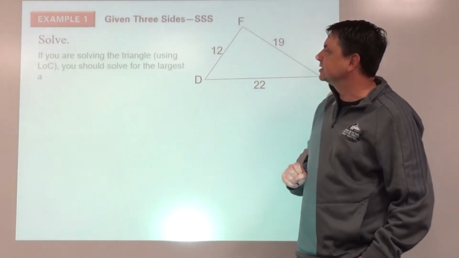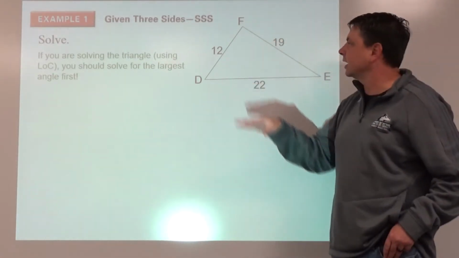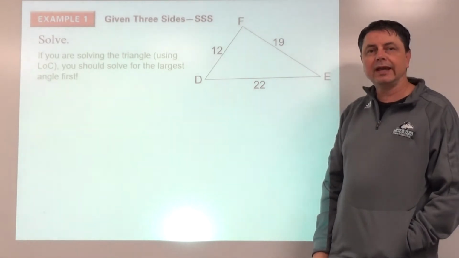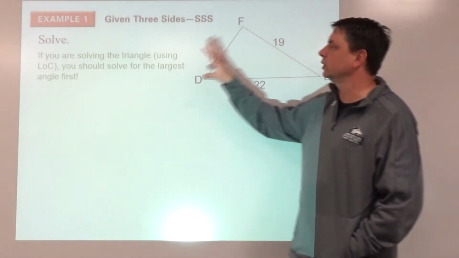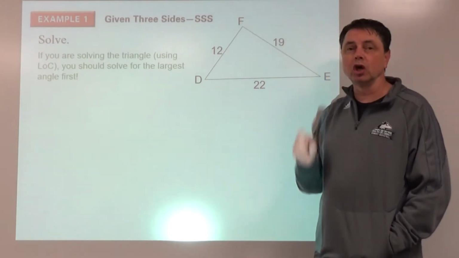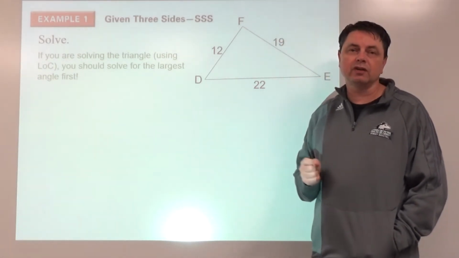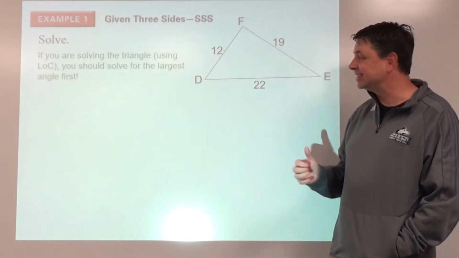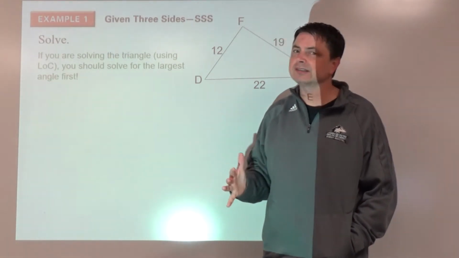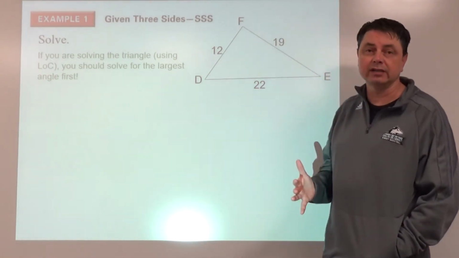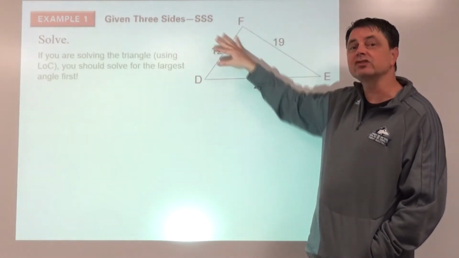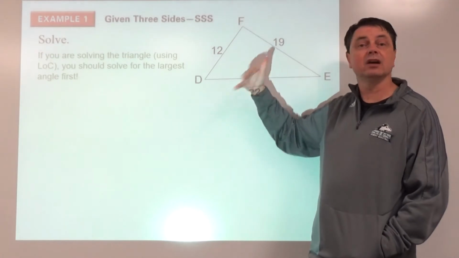So side, side, side: we want to solve the triangle, find all of the missing sides and angles. And the way that we want to approach this with the law of cosines is to find the largest angle first. The reason is, as you saw in the formula, the calculations for law of cosines aren't necessarily as easy as law of sines. So once we find one angle, then we might start using law of sines to find others.